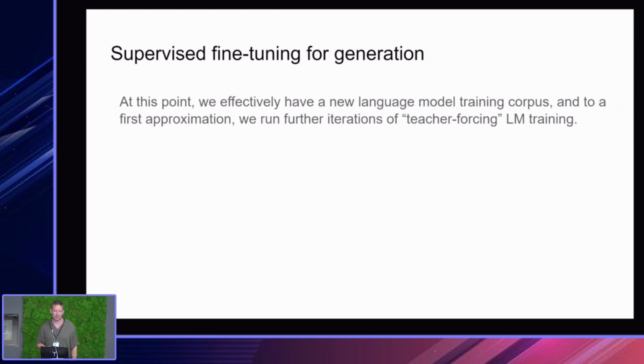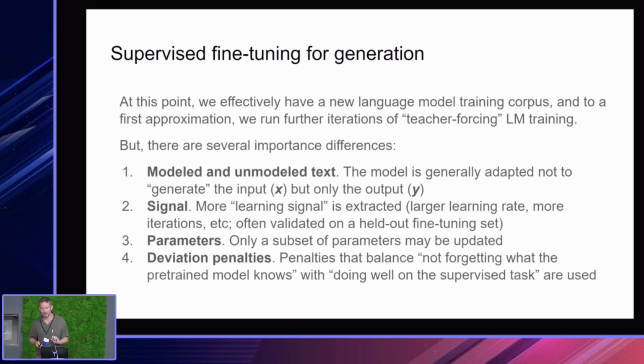And so at this point, we have basically a new language model training corpus. And to a first approximation, we just run further iterations of that teacher-forcing language model training that you just heard about in the last lecture. So, I mean, that really is effectively it. Now, there are a few important differences here.